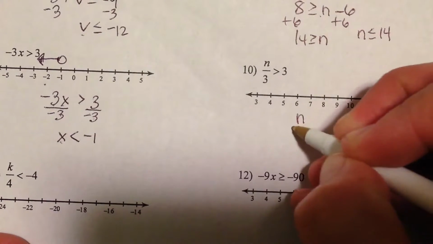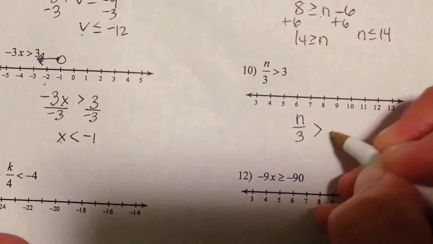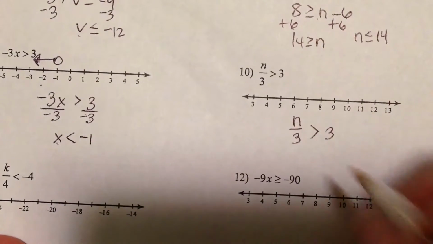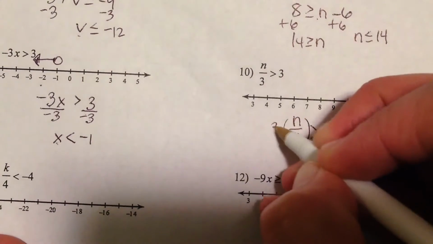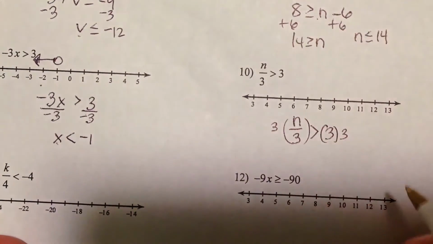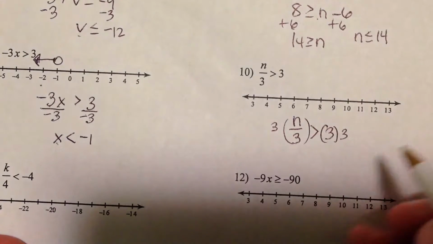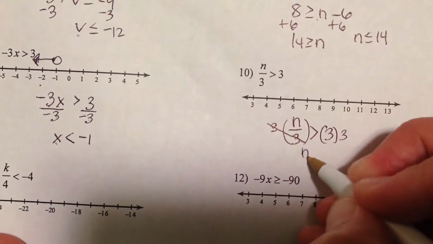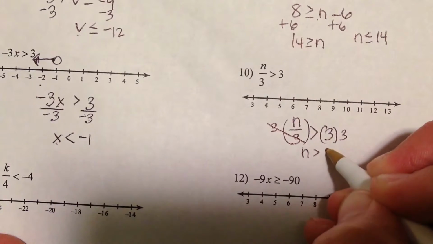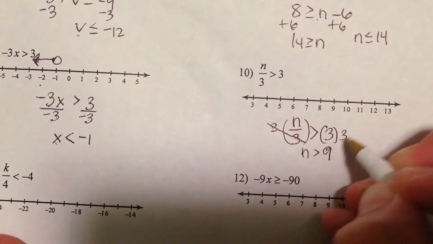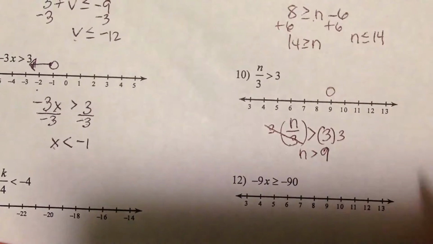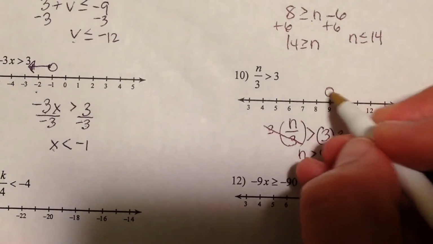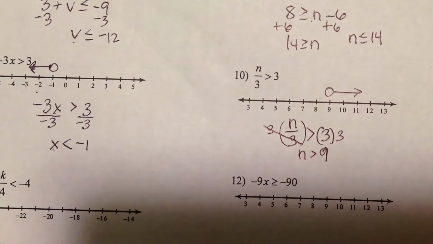I have some number n divided by 3 is greater than 3. To get rid of division, I have to multiply both sides by 3. However, I'm multiplying by positive 3, so no sign flip is needed. N greater than 3 times 3 is 9. There's no equal sign under there, that's an open circle. Greater than, shade to the right.